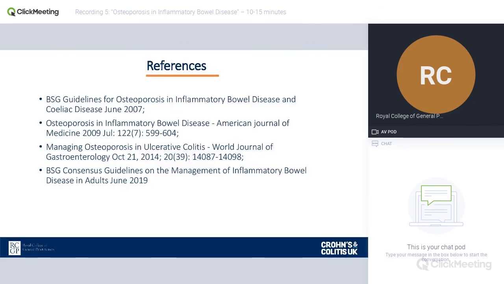I think in summary, I would just say that it's really important to try and identify those patients at risk. If you feel they've got a lot of risk, it's important to get them an objective measurement of their bone mineral density with a DEXA scan. And if there's any concerns, I think liaising with your local bone clinic is definitely worth doing.